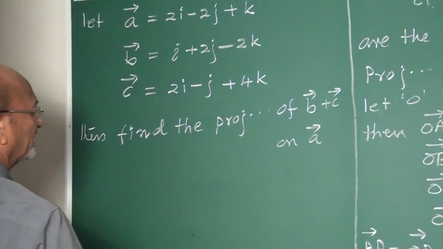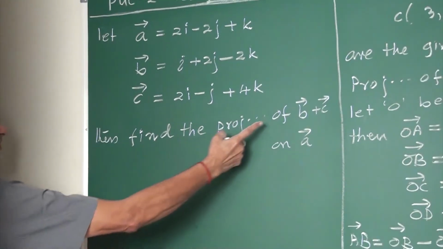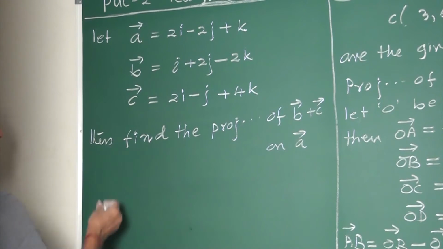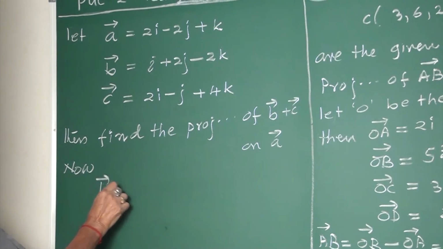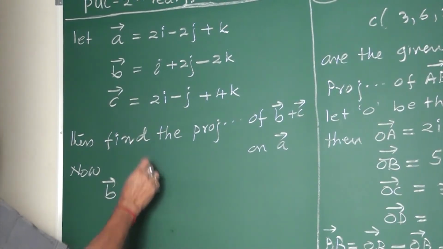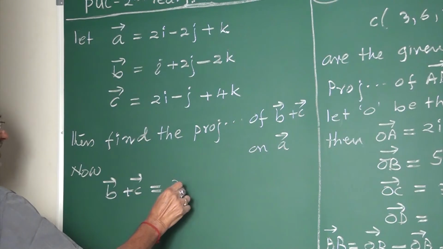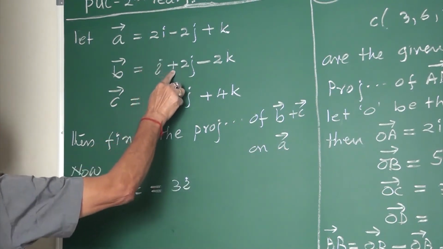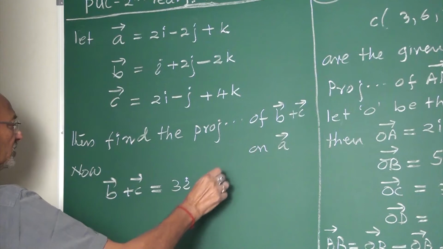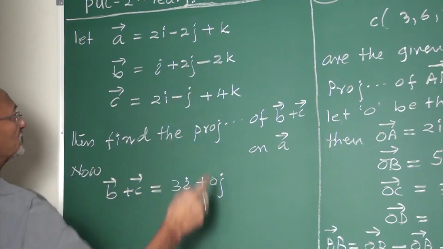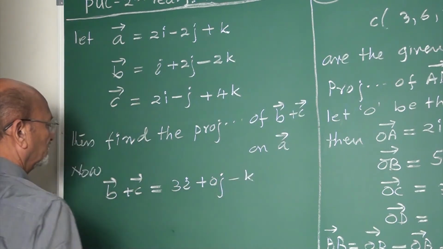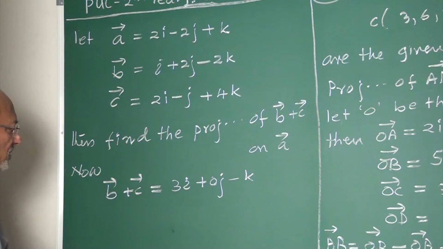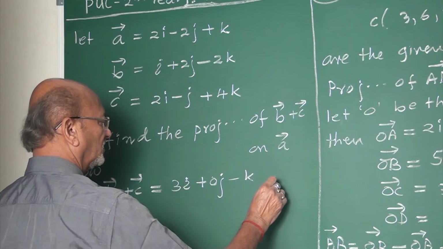It is not direct, my friends. Before that, you must find B plus C. Now, vector B plus C: addition, 2i plus i, add them, minus plus 0j, plus minus is minus k. This is B plus C. Okay. Denote this as vector X.